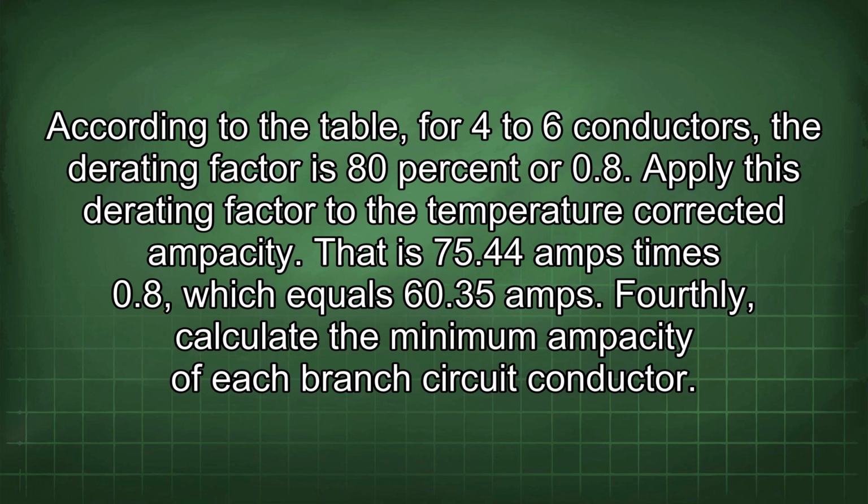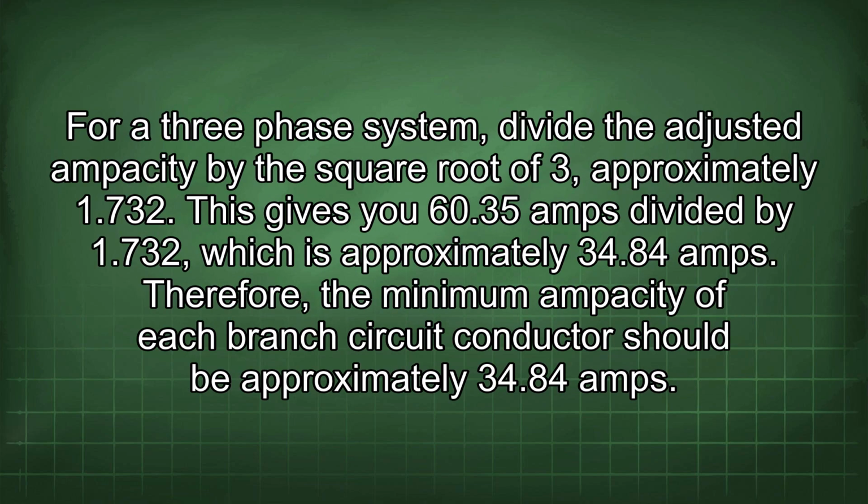Apply this derating factor to the temperature-corrected ampacity. That is 75.44 amps times 0.8, which equals 60.35 amps. Fourthly, calculate the minimum ampacity of each branch circuit conductor. For a 3-phase system, divide the adjusted ampacity by the square root of 3, approximately 1.732. This gives you 60.35 amps divided by 1.732, which is approximately 34.84 amps.